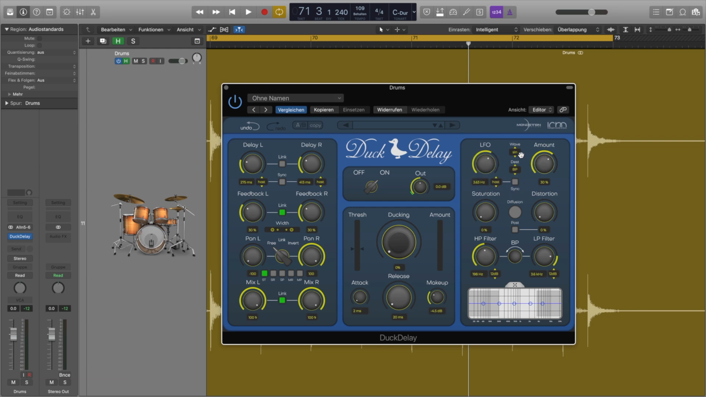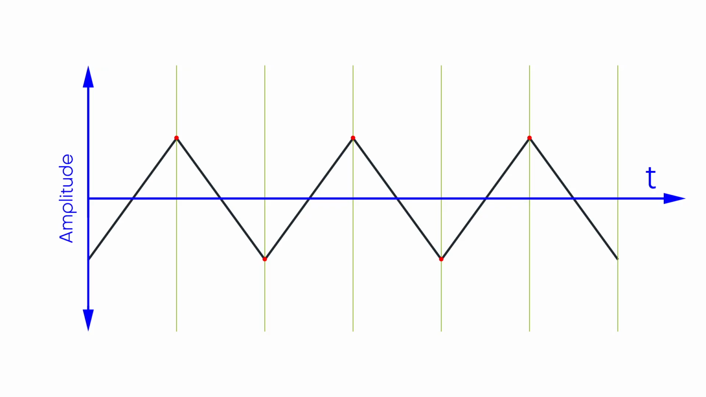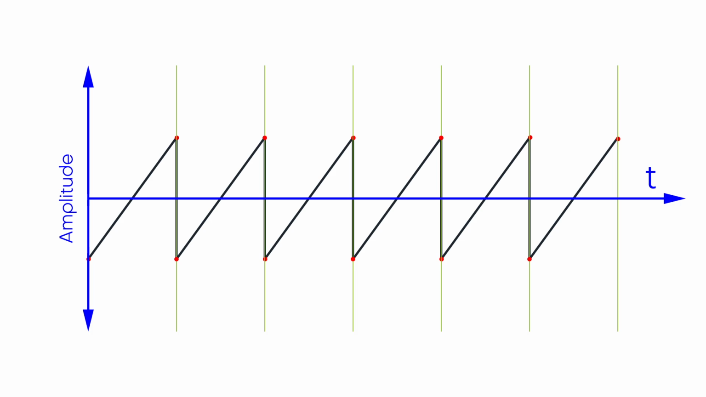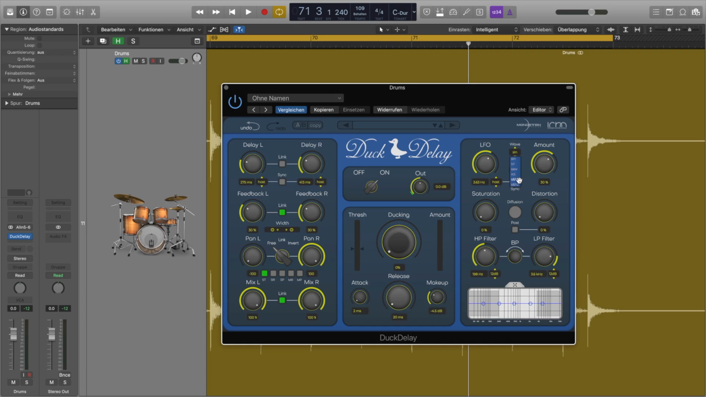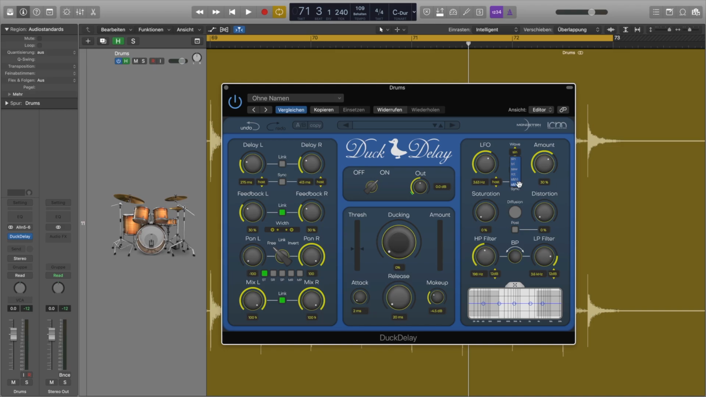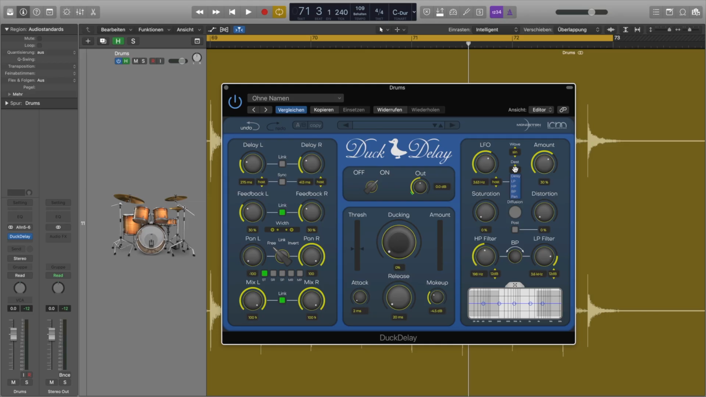You can choose from the following modulation curves: sine, triangle, saw, rectangle, sample and hold 1, and sample and hold 2. As target parameter you will find delay time, low-pass filter, high-pass filter, band-pass filter, panorama.